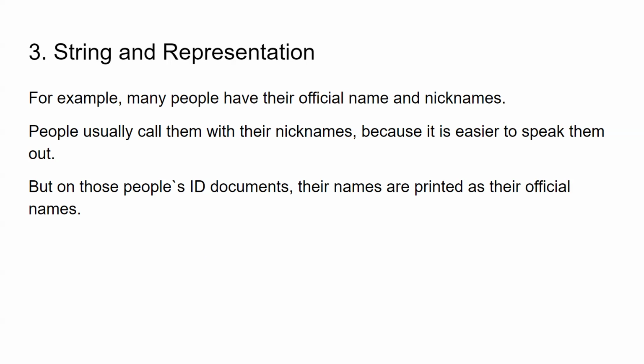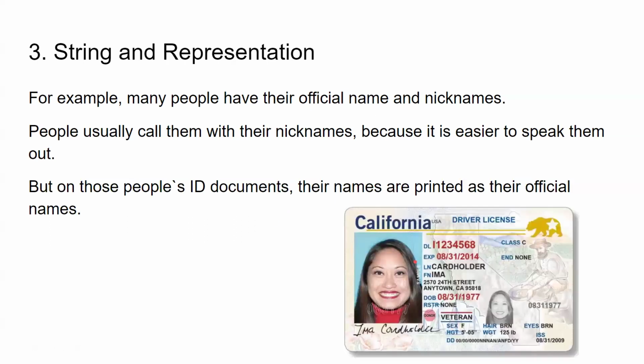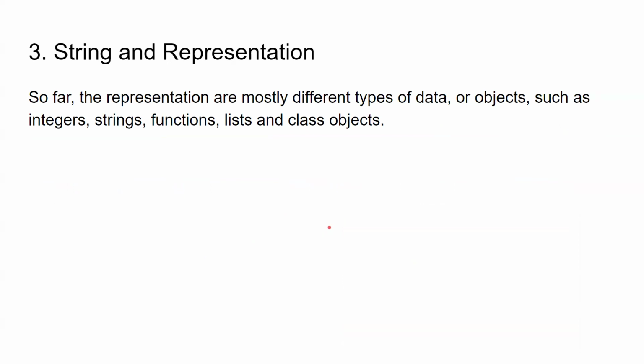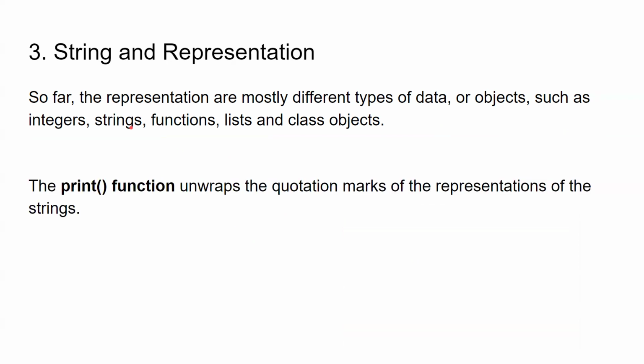So in programming, this is like representation. For the computer, I have to remember you, I have to know what you are. This is more like the representation of the stuff. So representations are mostly different types of data or objects, such as integers, strings, functions, lists, and class objects.